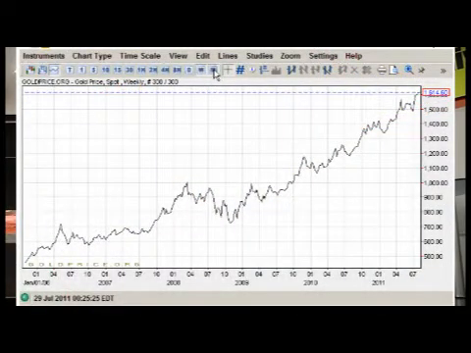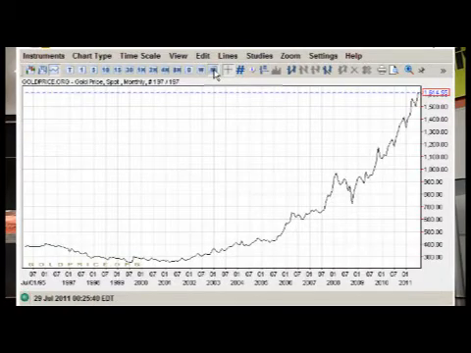And let's look at it over a longer span. Ooh, that's a nice steep incline right there. So that's gold today, pretty much near an all-time high. All-time high, not inflation adjusted.